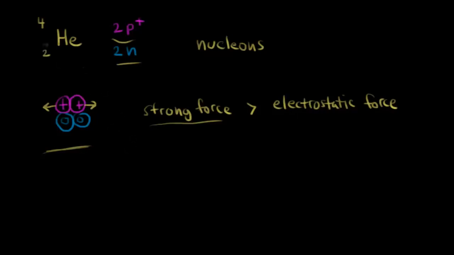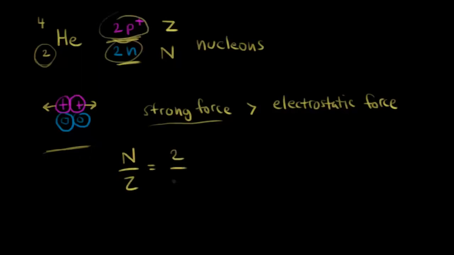Let's think about the atomic number, which tells us the number of protons, which we represent by Z, and the number of neutrons we could say is capital N. If we're concerned with the ratio of neutrons to protons, the N to Z ratio, in this example we have 2 protons and 2 neutrons. So 2 neutrons over 2 protons is equal to 1. So we have an N to Z ratio of 1.